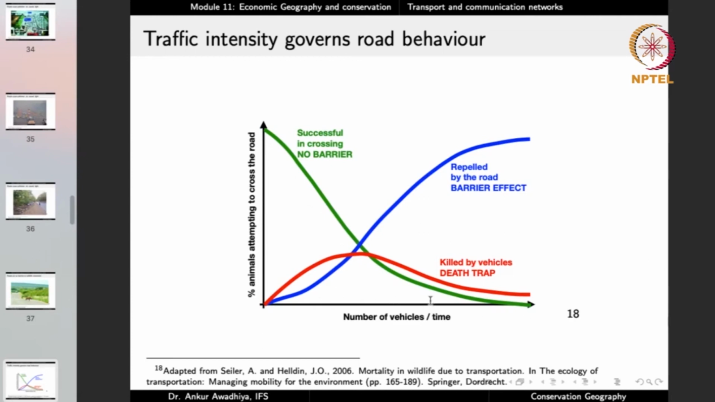But the third thing that happens is a death trap that gets created in middle levels of vehicular density. So what happens here is that the vehicular density is neither very low to enable the animal to cross, nor is so high that the animal becomes afraid and it does not attempt to cross. The vehicular density is in between. So the animal thinks that, okay, I will be able to cross the road. It attempts to cross the road, but then the vehicle density is good enough to ensure that there is a vehicle that comes and hits the animal and kills the animal.